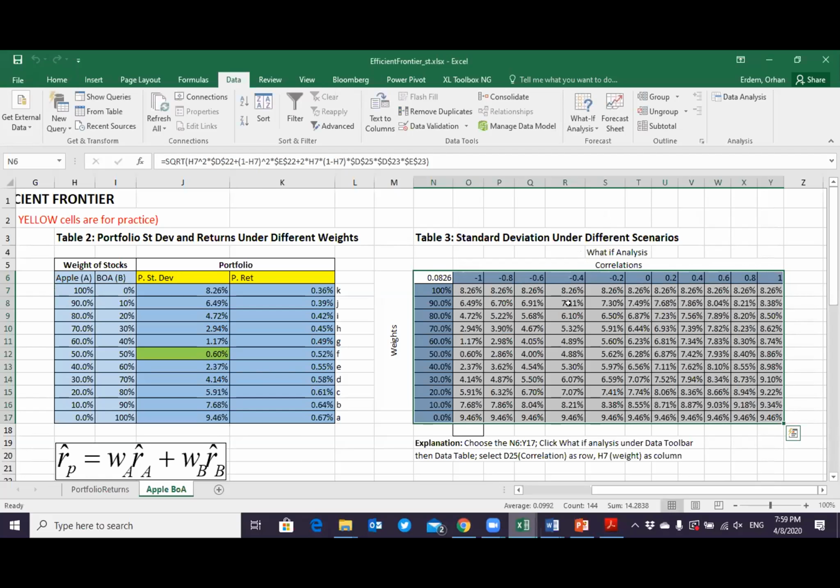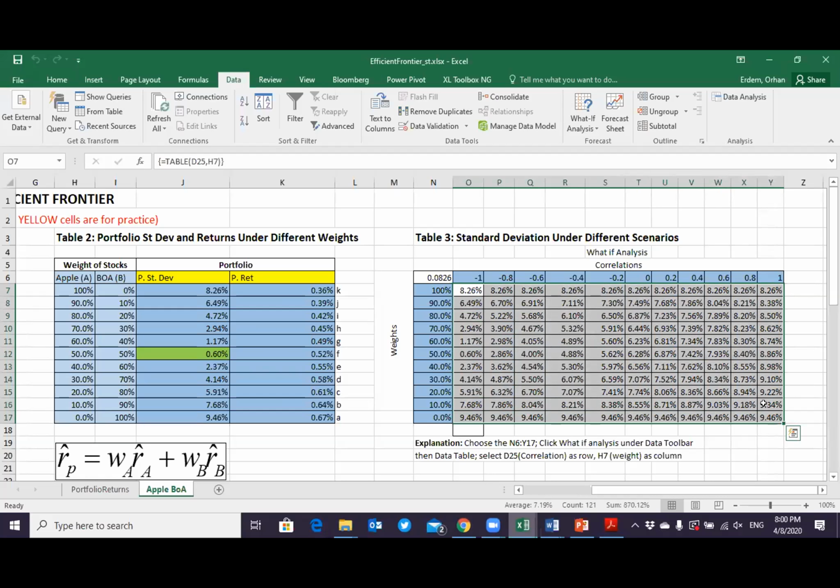Okay, hit OK. This table is filled. So what is this graph? This graph shows you the standard deviation of our portfolio under different correlations and under different weights. Please pay attention to all those numbers and tell me which is the lowest number and what is the case there. Under what condition do I have the lowest standard deviation?